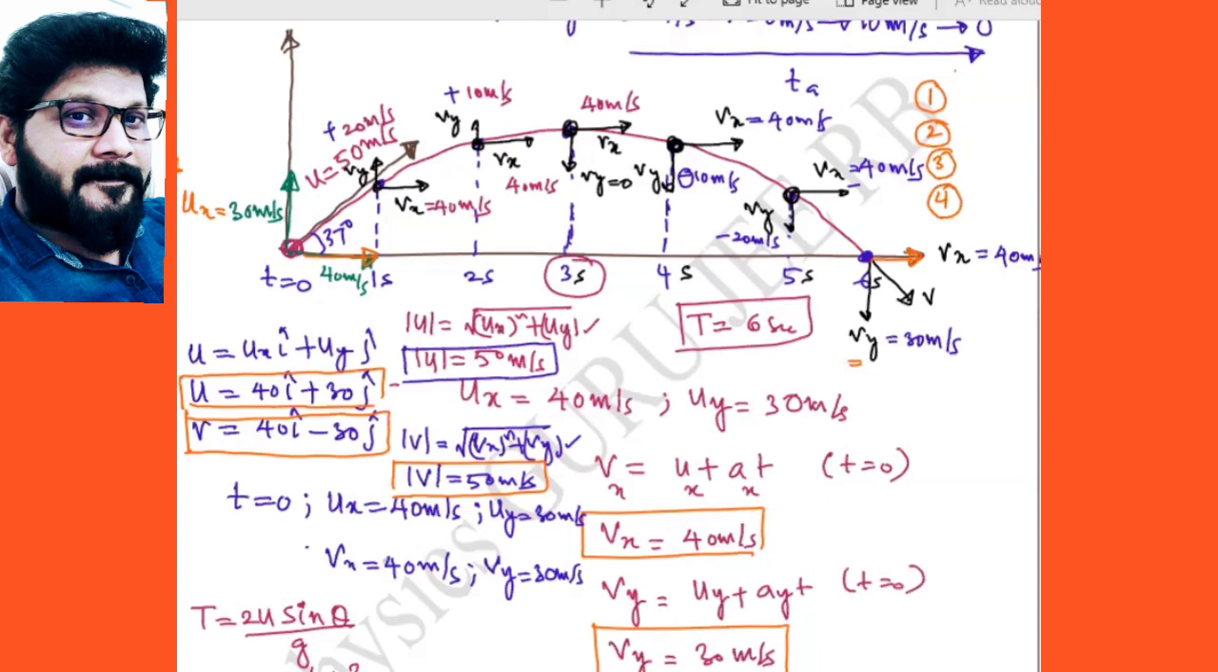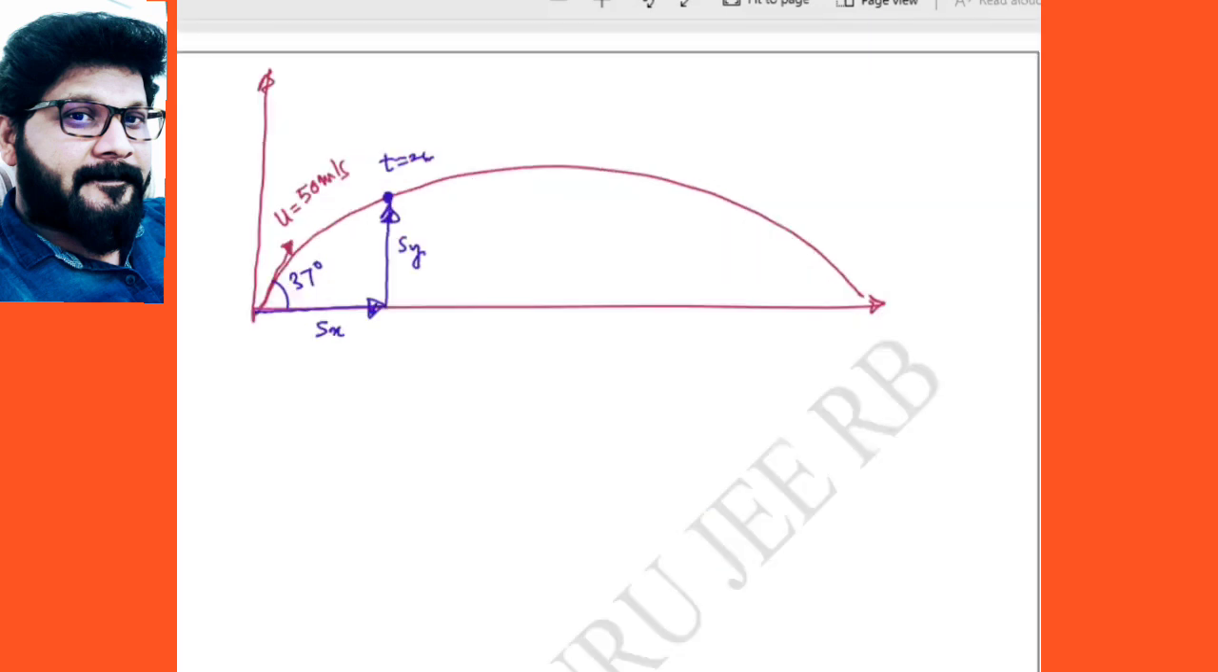Anybody? So we want to calculate displacement after 2 seconds. Let me take this point as 2 seconds. Here we have two displacements, one in x direction and the other in y direction. So we can directly use s is equal to ut plus half at square. Simply that's all. You know the velocities in x direction.